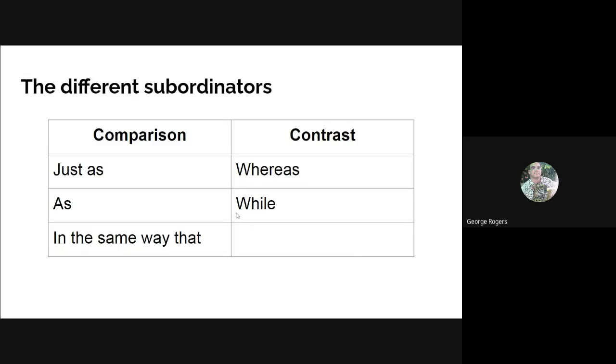Whereas, while. So again, kind of showing that you could almost replace them with "but", but you know, you don't. They have similar meaning in this case. With the comparison, again, just as or as, we used that one earlier. In the same way that.